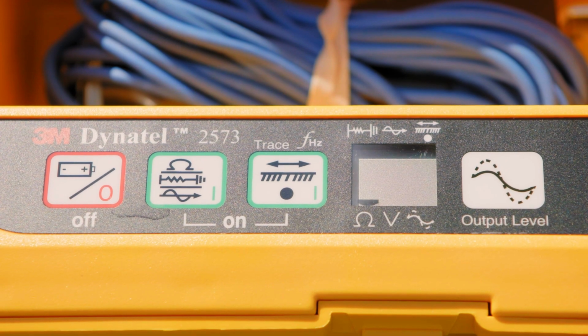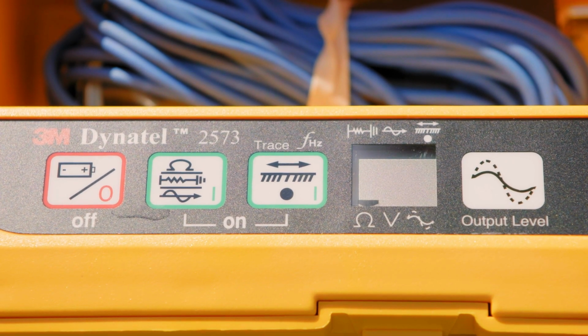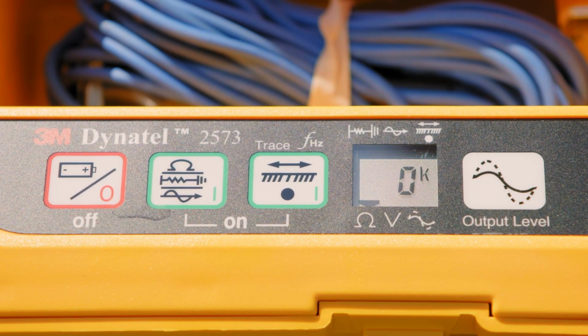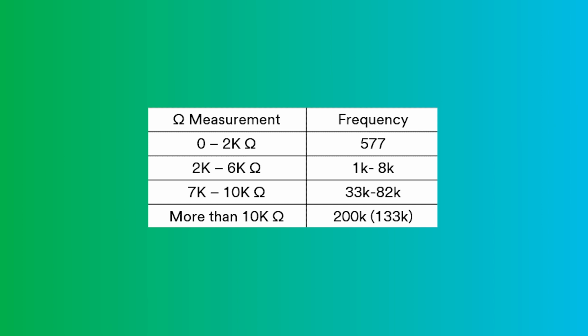A flag will appear in the lower left side of the display, indicating that the transmitter is in ohms mode. The resistance of the tracing circuit will be displayed. Based on the quality or resistance of the signal path, you can choose the optimum frequency for your application. Here is a chart that you can use for selecting the optimum frequency.